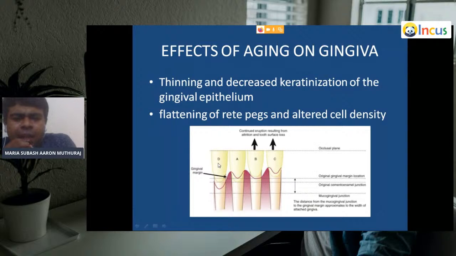D represents a passive eruption. Passive eruption means the tooth won't erupt, but the gingiva will recede, leading to exposure of the tooth root surface. D is a passive eruption. And A is a normal tooth with gingival margin and cementoenamel junction. In case of B, there will be attrition of the tooth.